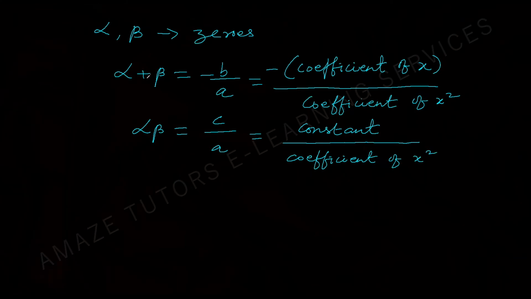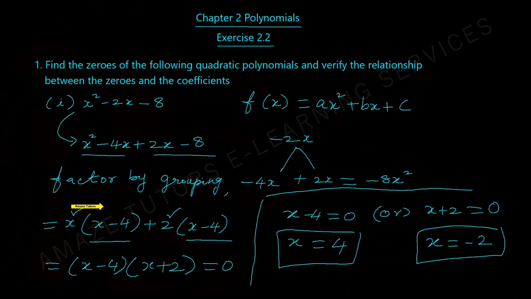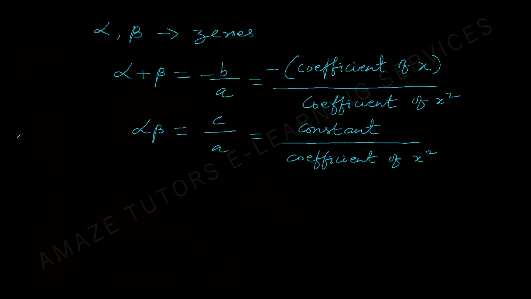Now this is the relationship between the roots and the coefficients. We are going to verify this from the roots we got. What is the equation? Let me write it. x squared minus 2x minus 8. What are the roots we got? Alpha is equal to 4, beta is equal to negative 2.